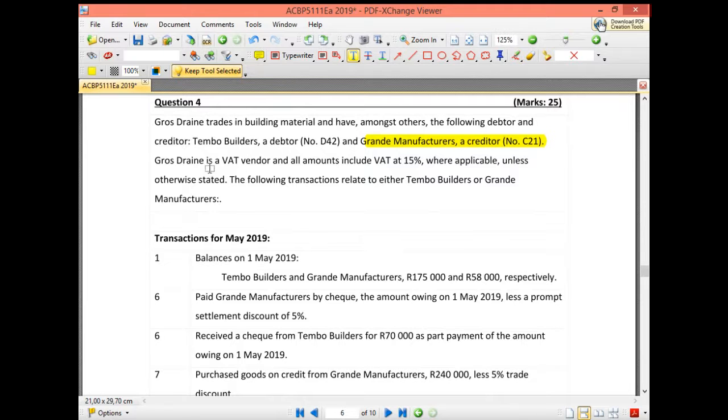They also tell you that they are a VAT vendor and all amounts are inclusive of VAT. Now remember, with creditors, same with debtors, those amounts are inclusive of VAT because we're showing the amount that is outstanding at the end of the day. Okay, so that information is purely there to try and confuse you. Sometimes it might be applicable if they give you amounts exclusive of VAT to work out what is the inclusive amount.